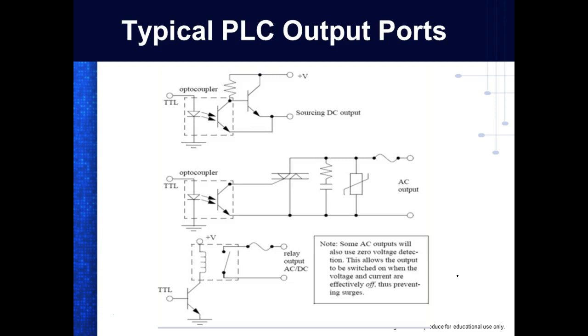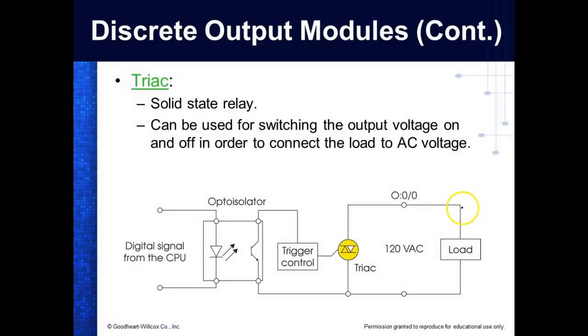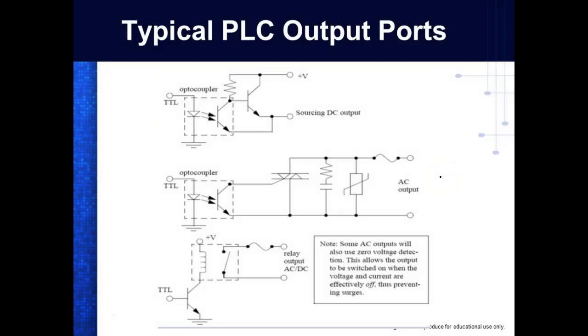So these are output ports. These are true output ports. The book only talks about AC outputs, right? But actually we've got three. We've got a DC output. We've got an AC output, which uses triacs. A triac will not pass DC, but it will pass AC. And then we've got relay outputs. Relay outputs can be either AC or DC. Are we okay? A lot of stuff, right?